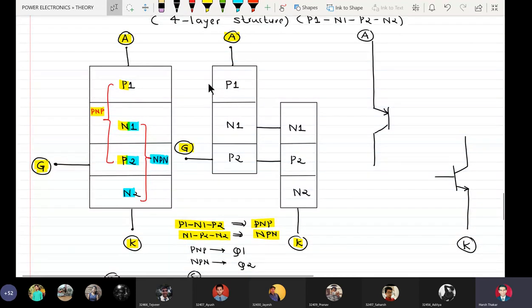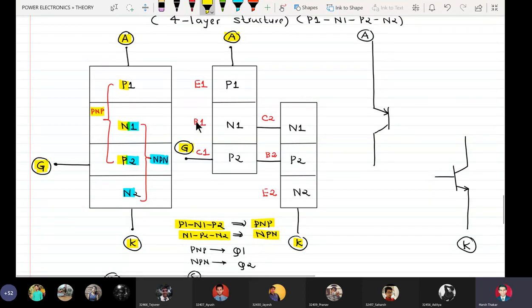Okay, so this is the emitter of Q1, base of Q1, collector of Q1. This N2 is the emitter of Q2, this is the base of Q2, and this is the collector of Q2. Okay, so E1, B1, C1 represent the transistor Q1, and E2, B2 and C2 represent the transistor Q2.